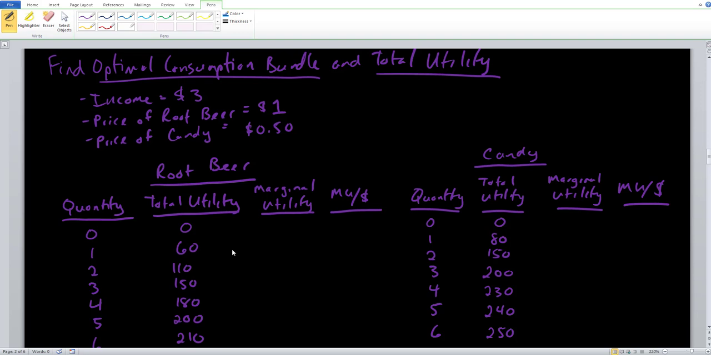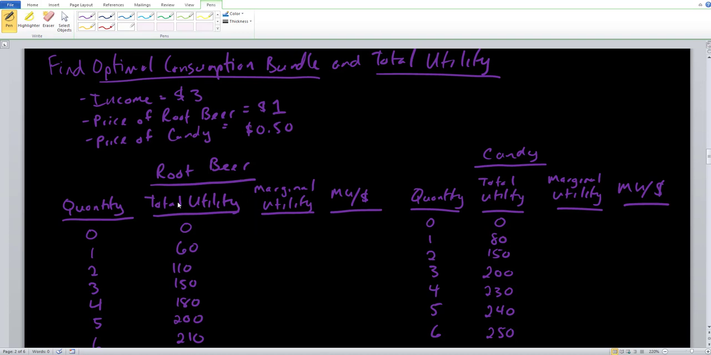I give you two goods. We have root beer and candy right here. The prices of each of these goods: root beer $1, candy 50 cents. So drugs and alcohol, always a good combination. And then here we have your income, $3. So we want to see exactly how you're going to use your entire $3 among both of these goods in order to maximize your total utility.